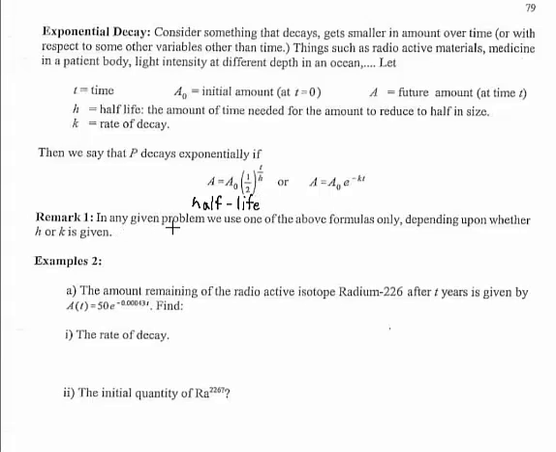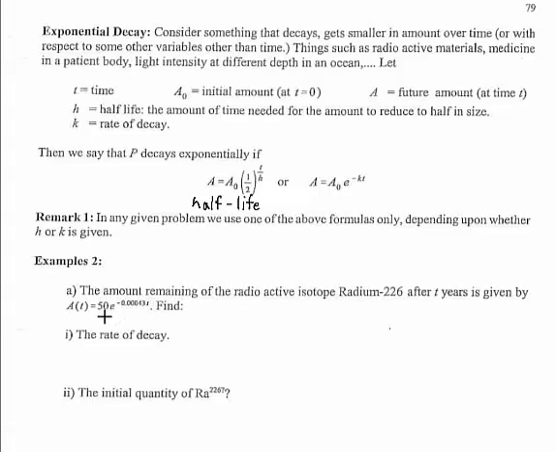Alright, we'll read the remark. In any given problem, we use one of the above formulas only, depending on whether H or K is given. So K, we're usually given some sort of rate in the form of a percent, and then H is what we refer to as the half-life. In example 2, it says that we have a radioactive substance, an isotope, radium-226. So this radium decays. It has a half-life.